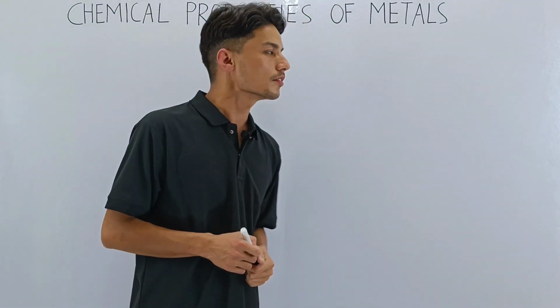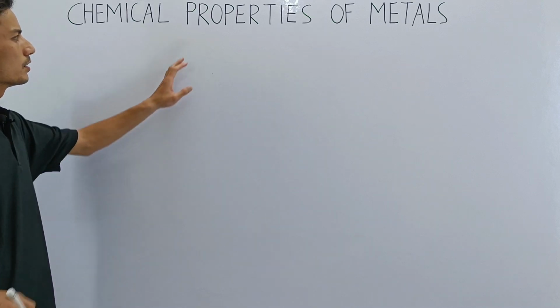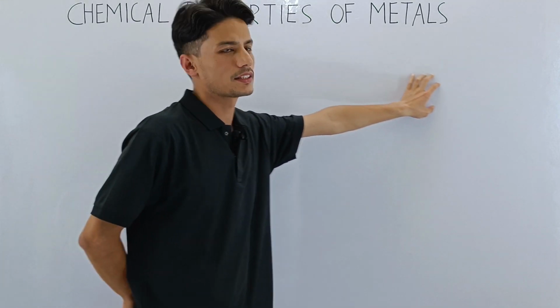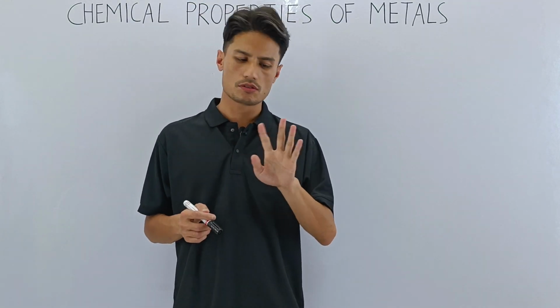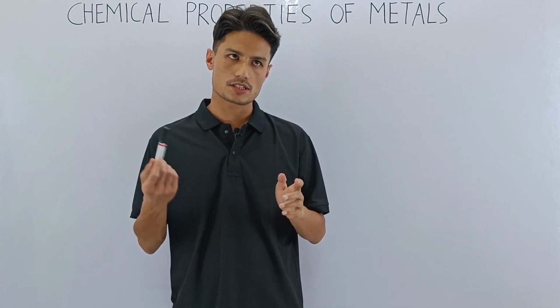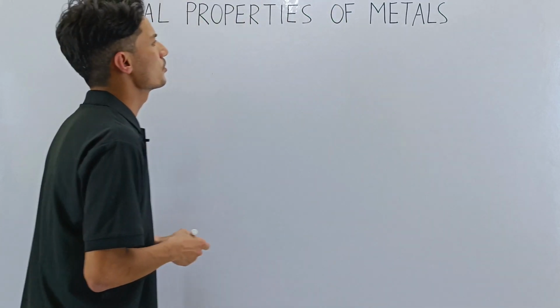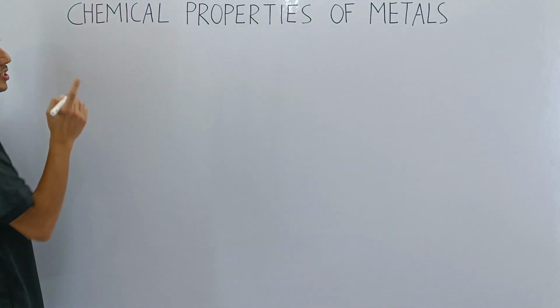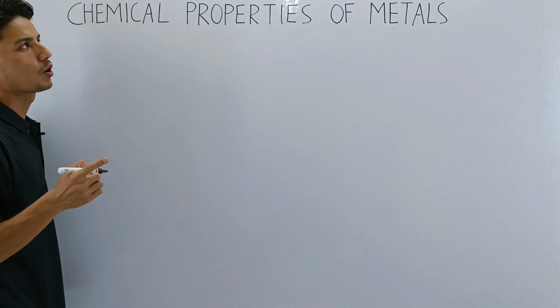Let's continue with the lesson now. Chemical properties of metals. There are four chemical properties of metals that we will study. Let's start with the first one. The first one is the reaction of metal with oxygen.